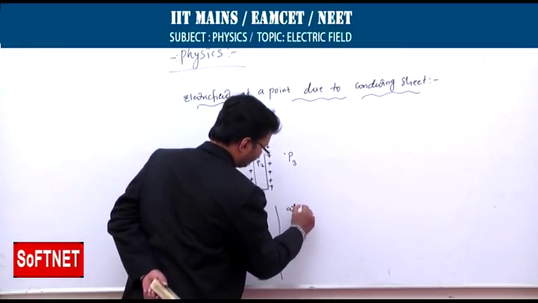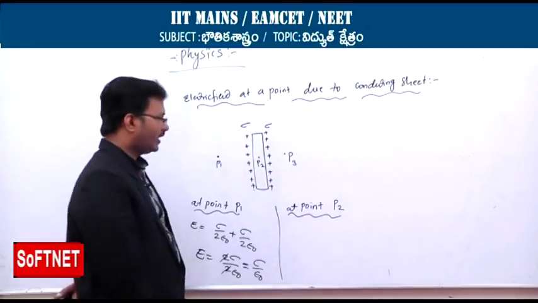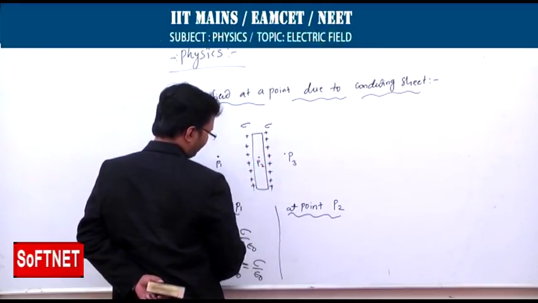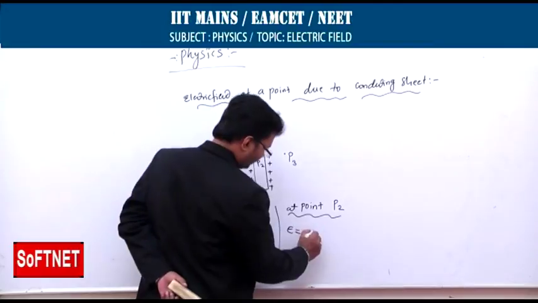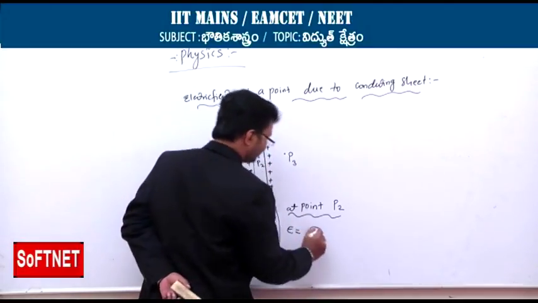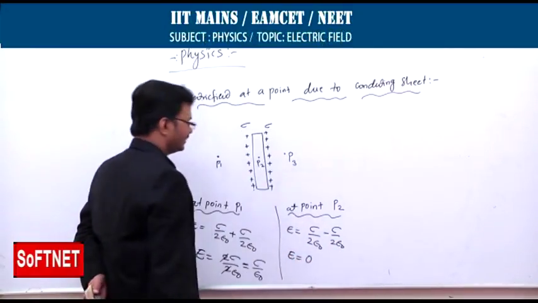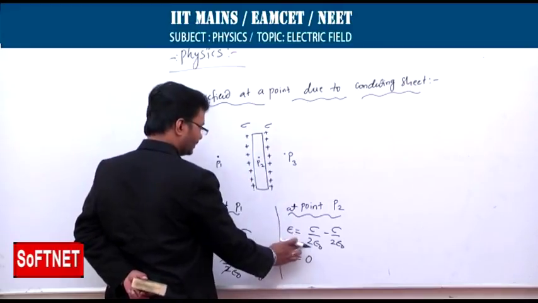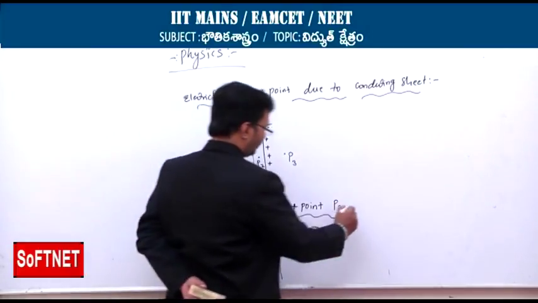Next, at point P2 we have to discuss. Point P2 is on the right side for these charges, and on the left side for those charges. So, E is equal to sigma by 2 epsilon naught due to these charges, and due to the charges on the other side, also sigma by 2 epsilon naught. Then we get 0, because point P2 exists inside the sheet. One side is positive, the other side is negative. That is why E net becomes 0 at point P2.